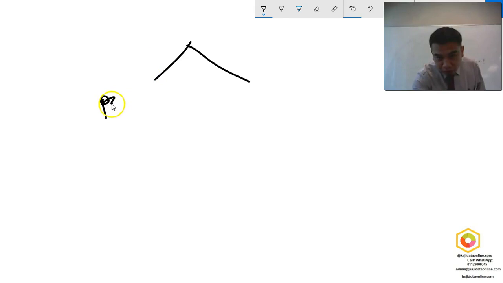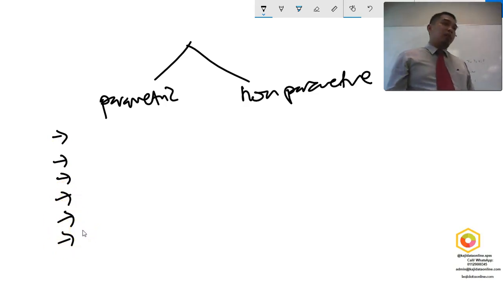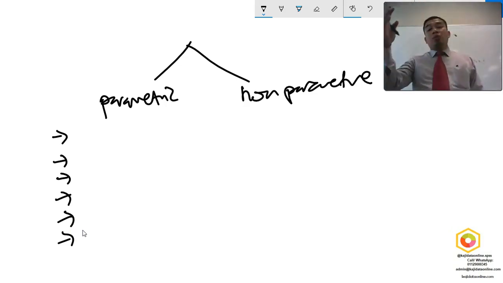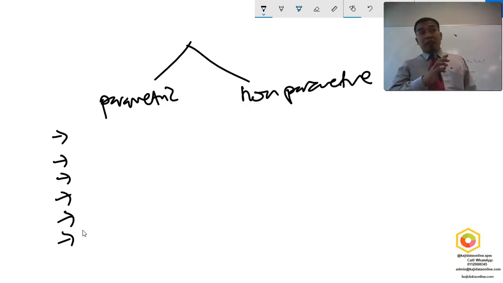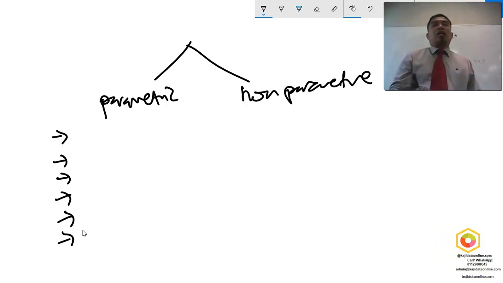The first one we call the parametric, and the next one will be the non-parametric. Under the parametric, we have several different approaches. I'm going to tell you about them one by one and compare them with the non-parametric. I'm trying to explain this within 5 minutes, so hopefully you can focus on this explanation.